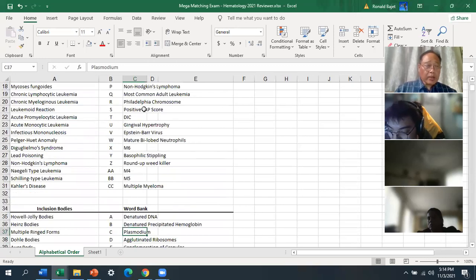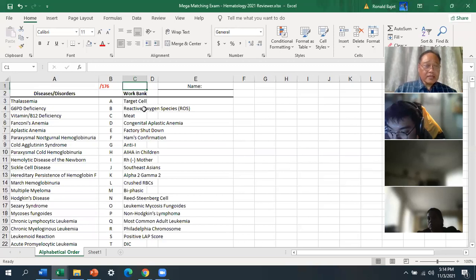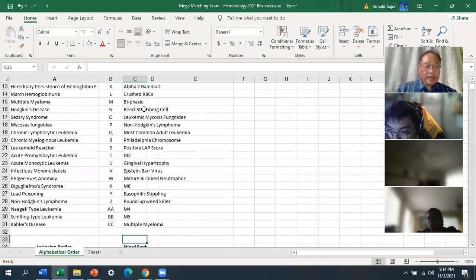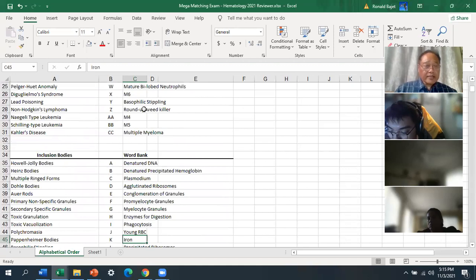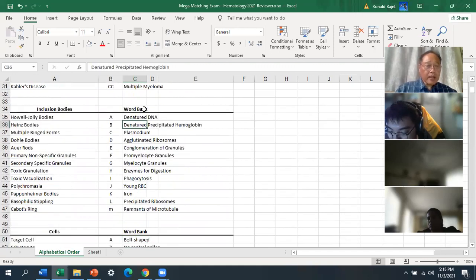These terms are only going to be with the disease disorder area, because in the other sections, like here, inclusion bodies: Howell-Jolly bodies are denatured DNA. Heinz bodies are denatured precipitated hemoglobin. Multiple ring forms, that's malaria or plasmodium. Dolly bodies are agglutinated ribosomes. Auer rods are a conglomeration of granules.